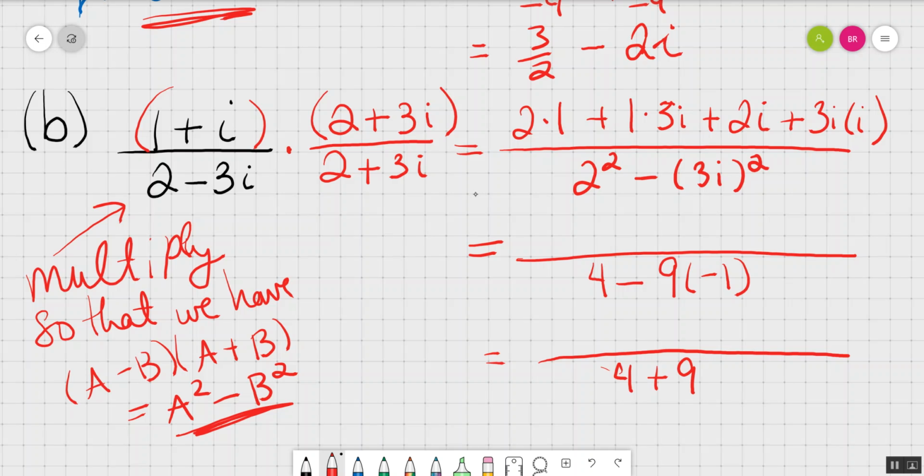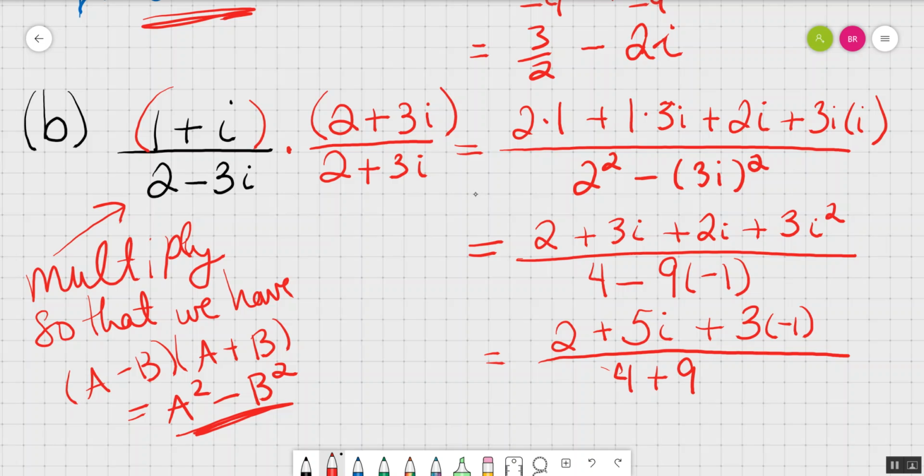Okay, let's see how this goes. So I'll do 2 times 1 and get 2. 1 times 3 and get 3, so I'll have a 3i, and that's just a plus 2i. And then plus 3i squared. Cool. So looking at this, I'll have a 2 plus, and I can combine my i's together, so 3i plus 2i will give me 5i. And then remind myself that i squared is negative 1. Oh, see, I still needed more steps anyway.